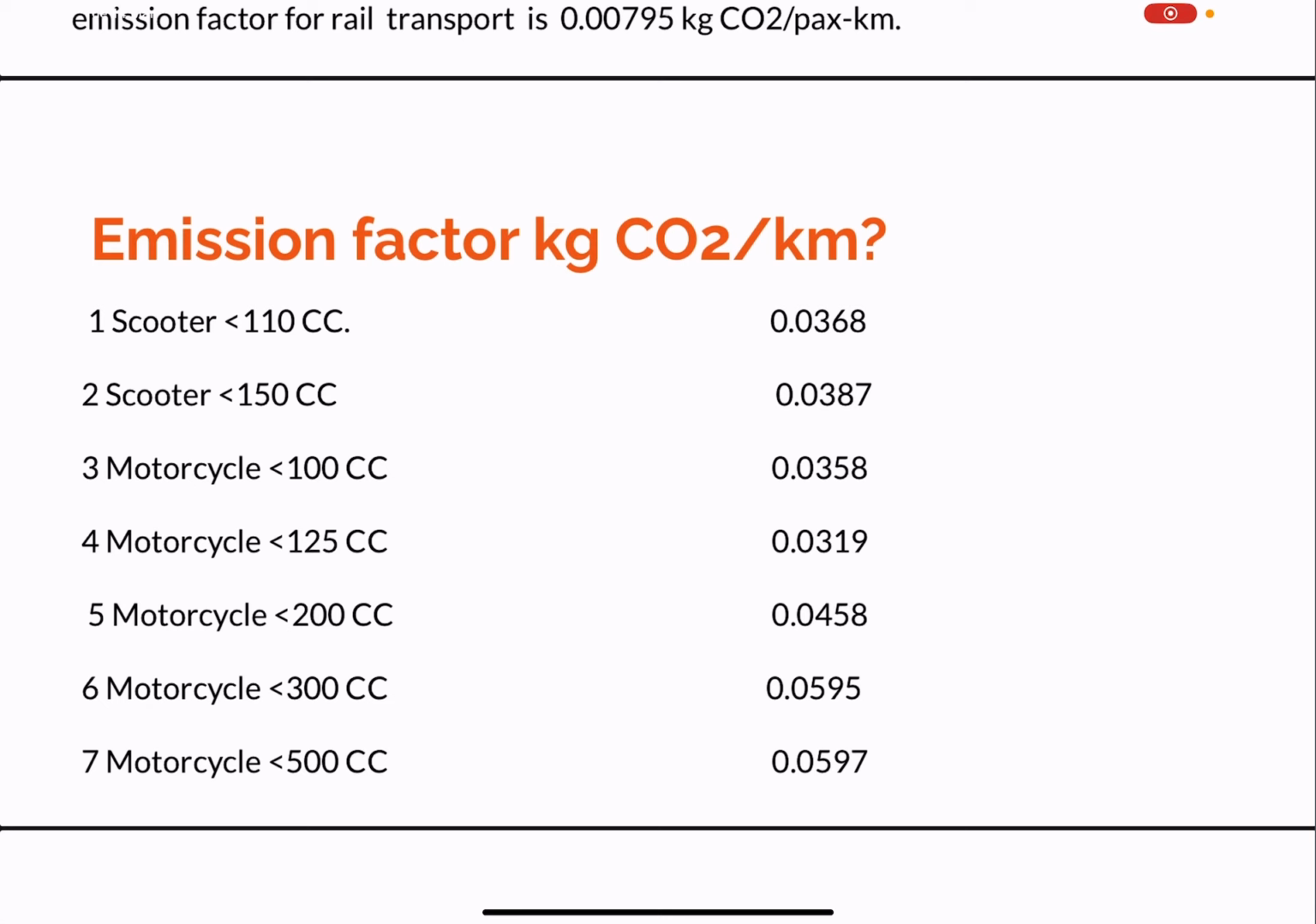Okay, so the calculator would take this data. Once I, as a user, say that I am using a motorcycle whose capacity is about 500cc, slightly less than 500cc, then the calculator would take this data as 0.0597 and multiply it with the kilometers traveled by the user by that motorcycle in a year, and it will accordingly calculate the annual carbon footprint because of the user's motorcycle travel in that year. Okay, so this is how the calculator works.